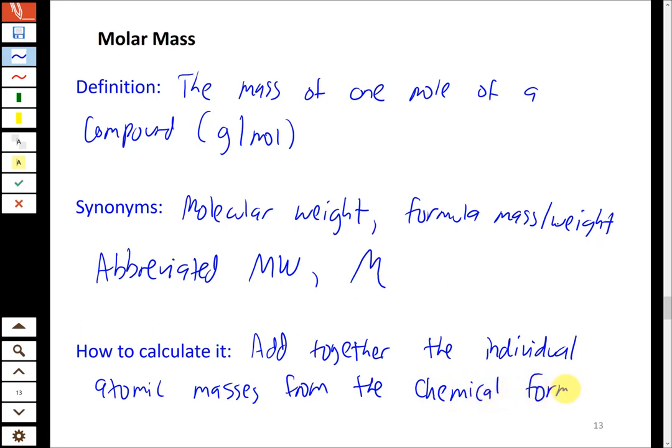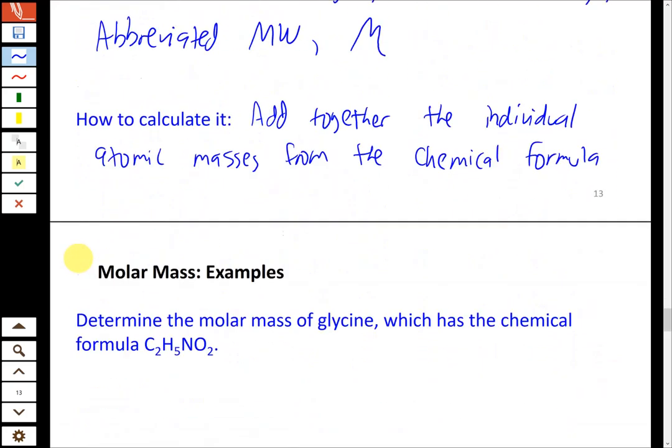So we know the chemical formula of the compound, all the elements that are in there. We know their individual atomic masses from the periodic table. We just have to add them up, accounting for how many of each of those elements is in the formula. So that's how we calculate molar mass for any substance. All right, so let's go through and just do an example of how to calculate molar mass.